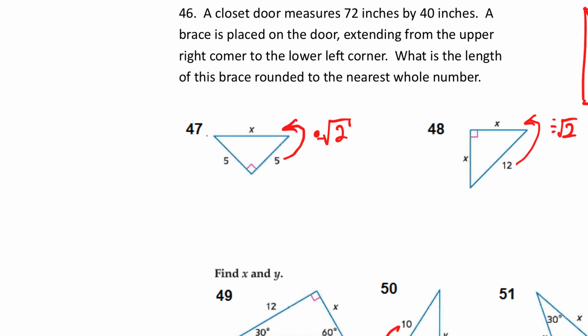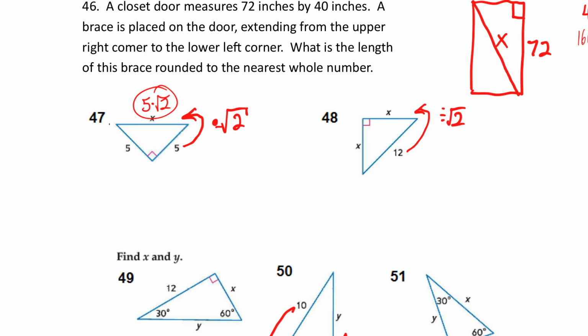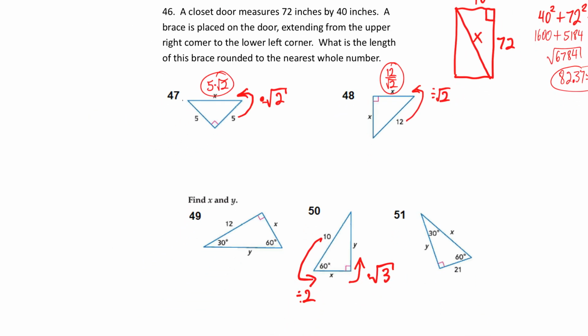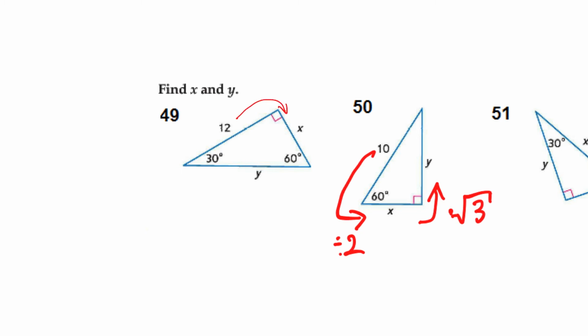All right, down here on these special rights. So this one is just 5 times the square root of 2. That's it. On this one, it's 12 divided by the square root of 2. Okay, on this one from here to here, we're going to divide by the square root of 3. So this gives you 12 over the square root of 3. And from here to here, you just double it times 2. So this is 24 over the square root of 3.